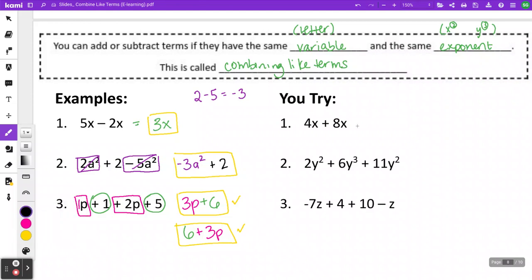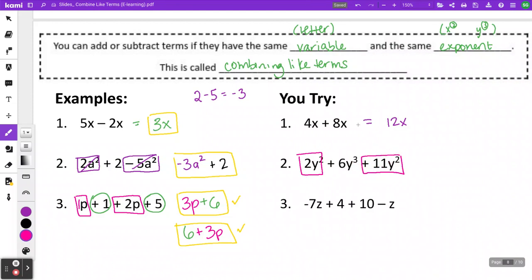All right. So for number 1, we've got 4x plus 8x. These have the same variable, so I can go ahead and add them. I can say 4x plus 8x, that is equal to 12x. So 12x is our final answer. For that second one, we have 3 terms. We cannot add all 3 of them. There's only 2 you can add. They all have the same variable, but only 2 of them have the same exponent. And that is the 2y squared and the 11y squared.